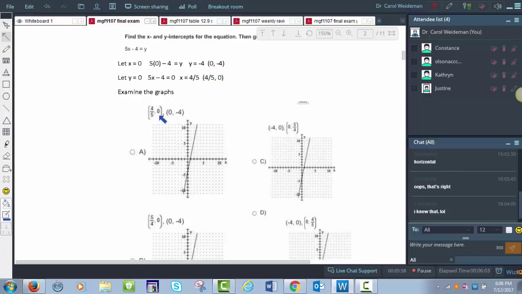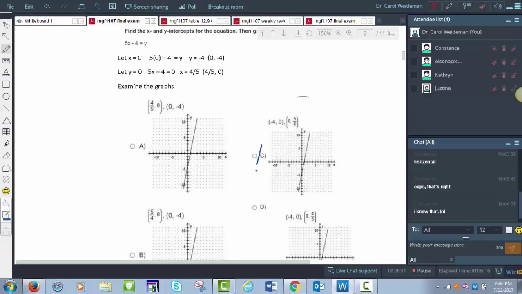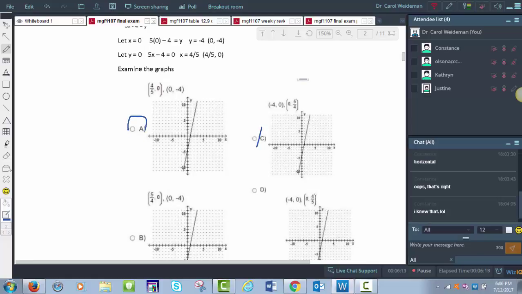So let's take a look. Well, first of all, look and see. They gave you the intercepts. So the first thing you want to do is see which one has the answers you got. So 0, -4. This looks like a good one here. This one doesn't look good because it doesn't have the intercepts I found. And again, by process of elimination, it has to be this one.